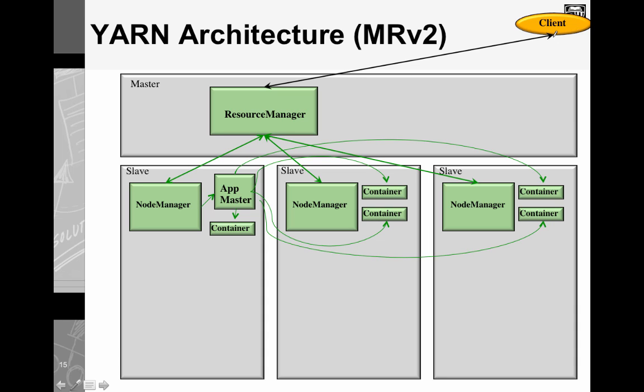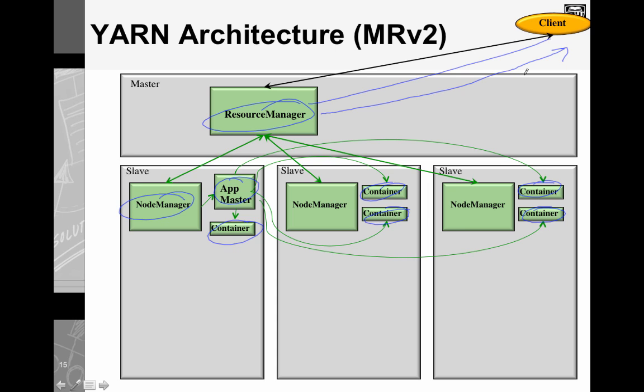A client may submit a job to a resource manager, which is a master daemon, and then the resource manager will launch an application master by communicating with a node manager, which is a slave daemon. Then the application master will negotiate with the resource manager to figure out what containers it needs, and it launches all these containers, which is where the different tasks are going to run. And once the job is finished, because all the tasks are finished, it goes back to the client saying the work has been done.